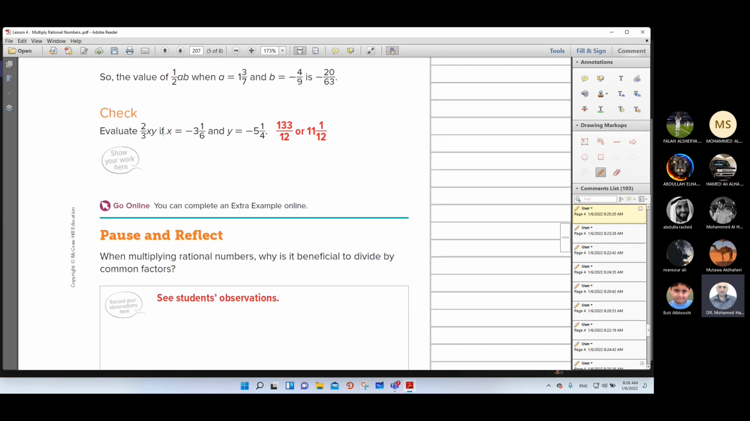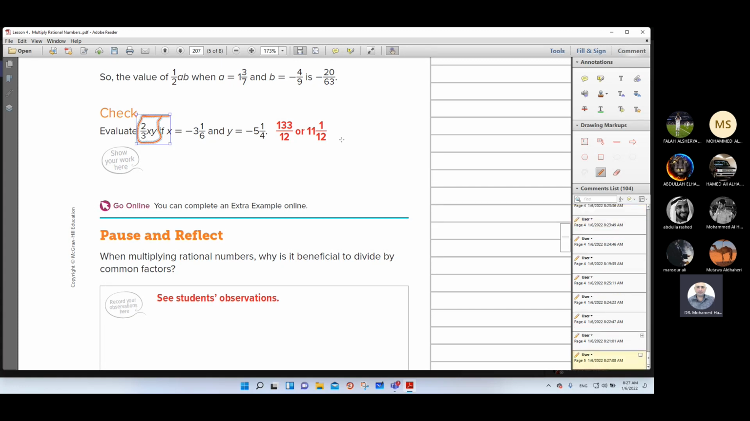You have this expression here, and we want to evaluate this expression. So you can rewrite the expression 2/3, then substitute. Times x, what is the value of x? This is the value of x. So times -3 and 1/6 times the value of y. What is the value of y?